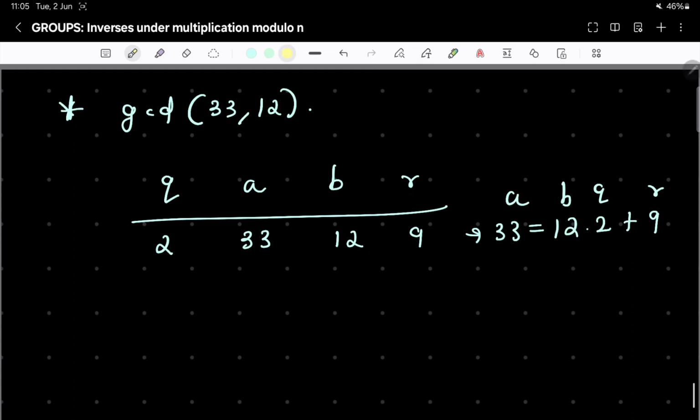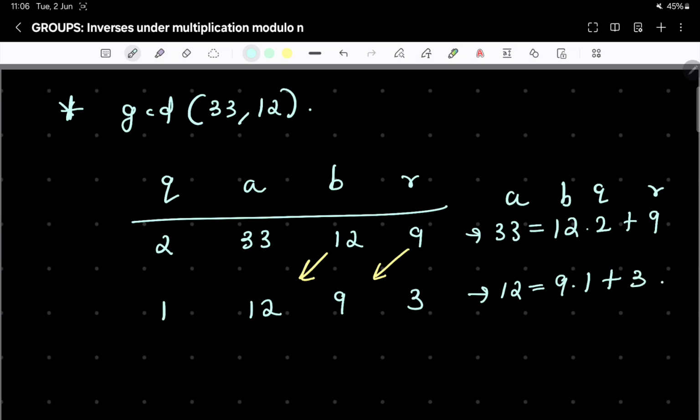Now what you want to do is change this B to A's position, R into B's position. So here you have 12 and B is 9. Then what is the remainder when you divide by 9? You get the remainder 3. What is the corresponding quotient? 1. So what is the meaning of this? 12 can be written as 9 into 1 plus 3.